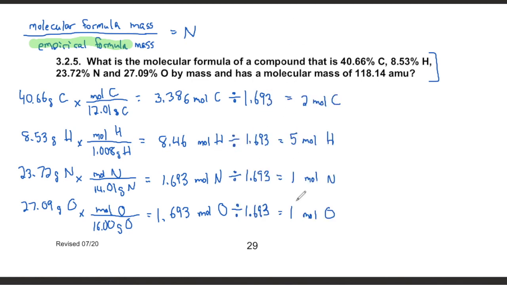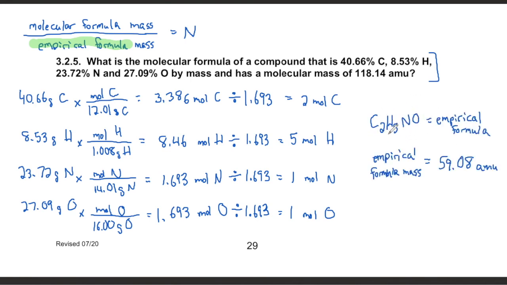This gives us whole numbers this time. We don't have to do one of those steps where we simplify the ratio. When we do this division, we get whole numbers for each of the elements, and so we can make the empirical formula directly here. So we have come up with the empirical formula of C2H5NO, and when we calculate the mass of that, it comes out to 59.08 AMU.